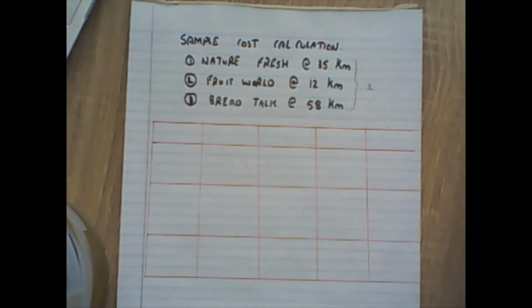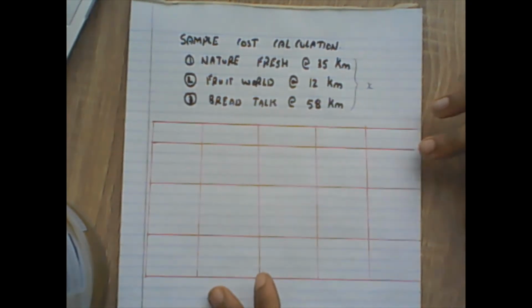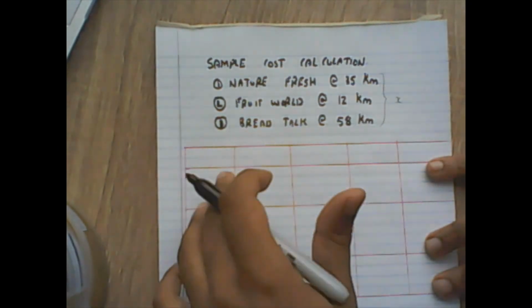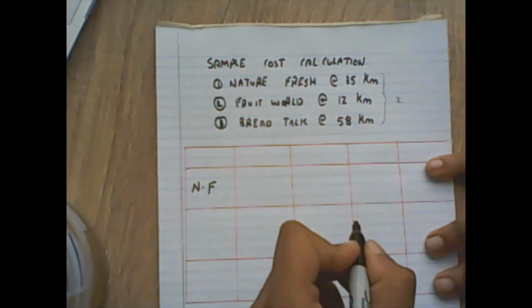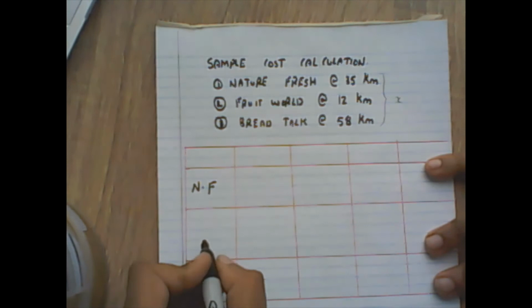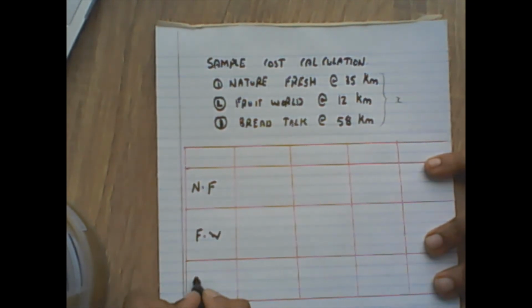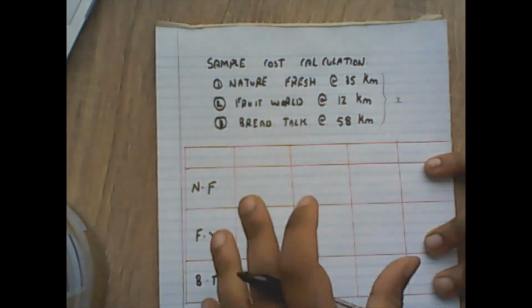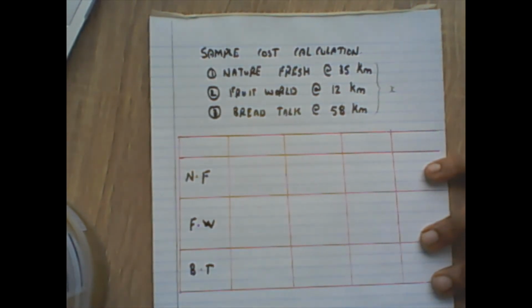So the first thing that I'll be doing here is I've already drawn the table to just make the video faster. So the first thing that I'll be doing here is writing my 3 different destinations that I need to be going to. So the first one's going to be Nature Fresh. I'm just writing the short forms. The second one's going to be Fruit World. And the third one's going to be Bread Talks. These are the 3 companies I need to be looking for my cost comparisons.